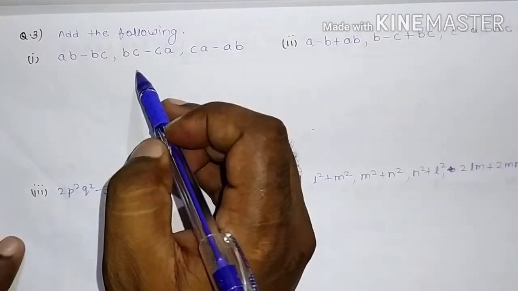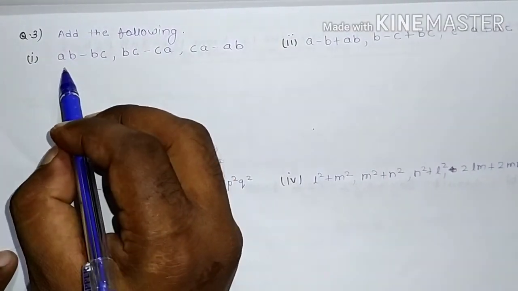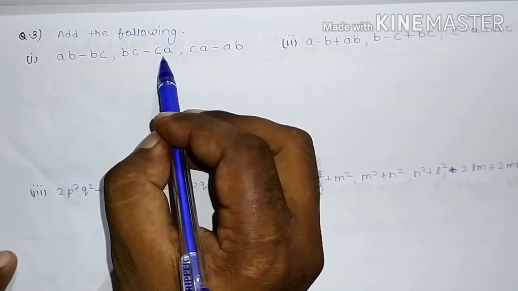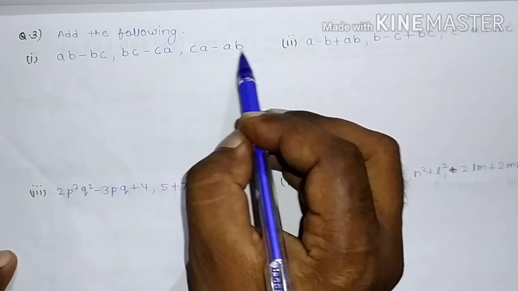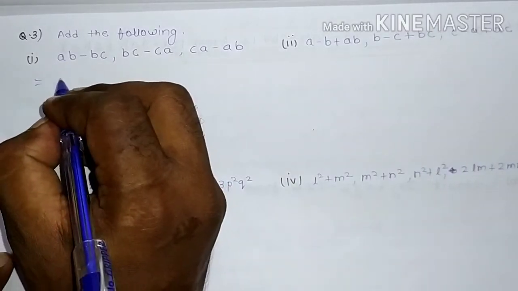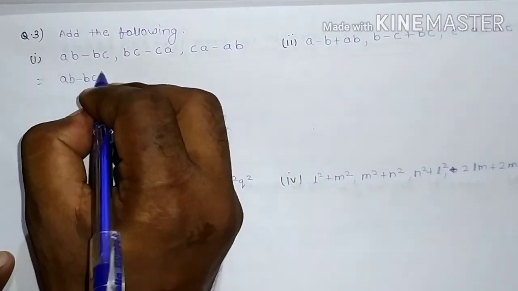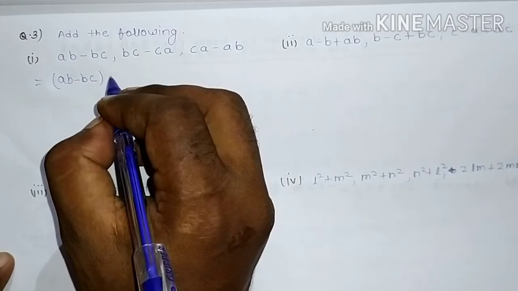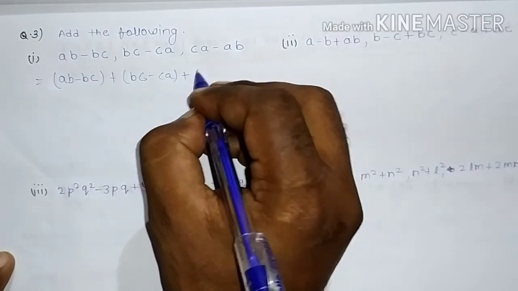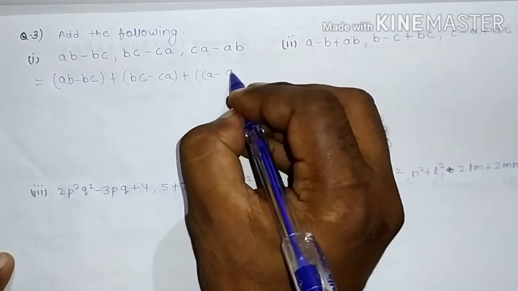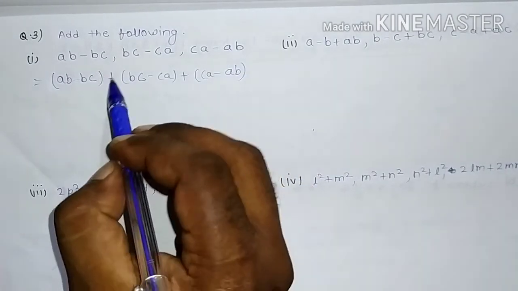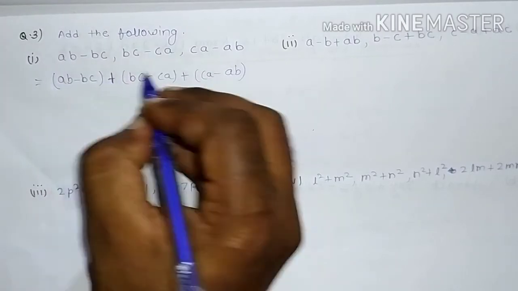Add the following. Three expressions are given. The first is AB minus BC, the second is BC minus CA, and the third is CA minus AB. We have to add these. So simply we can write (AB minus BC) plus (BC minus CA) plus (CA minus AB). For the addition of these three expressions, we put the plus sign in between them.